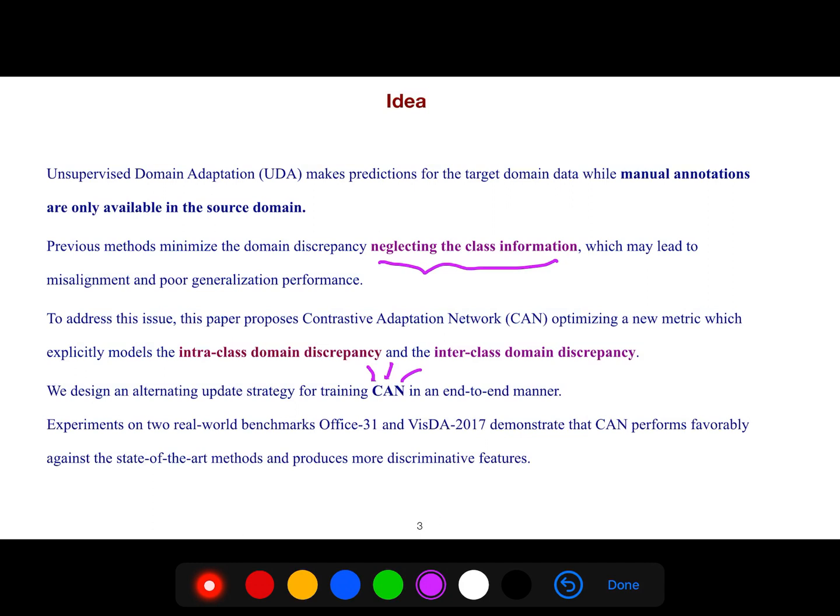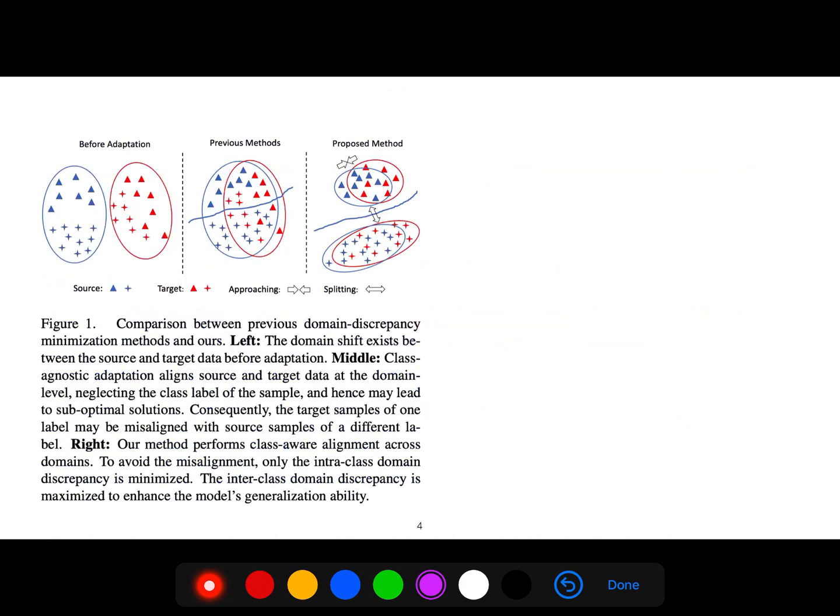Experiments on two real-world benchmarks, and of course most of the data sets are about computer vision, so NLP is still in its infancy for domain adaptation because it's hard. And a comparison between previous domain discrepancy minimization methods and ours.